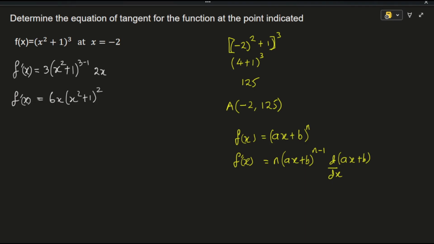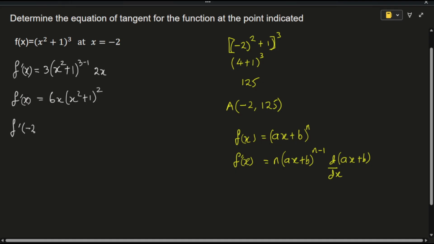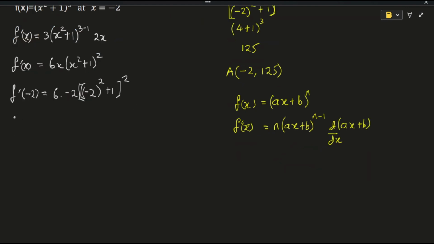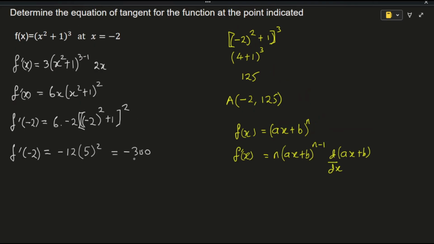The gradient of the function at the point negative 2, we're going to have, so then we're going to have the gradient of the function at the point negative 2 as, so we're going to have negative 300. So this is the gradient of the curve at the point negative 2. And that happens also to be the gradient of the tangent at that point.